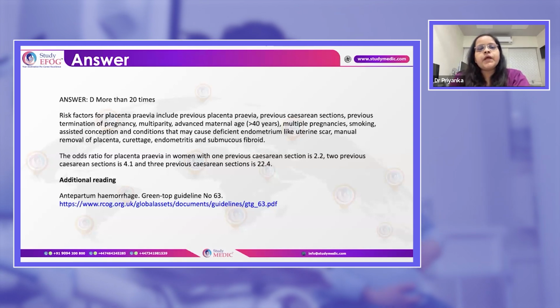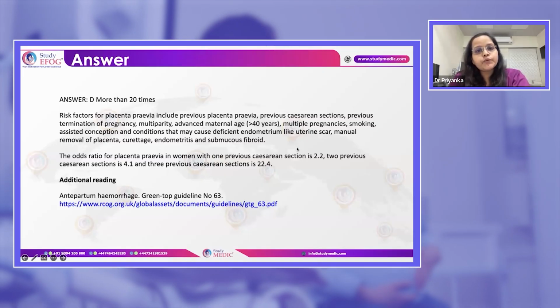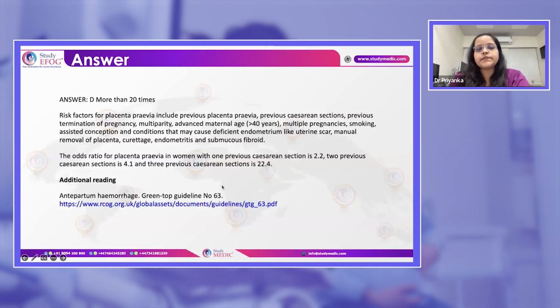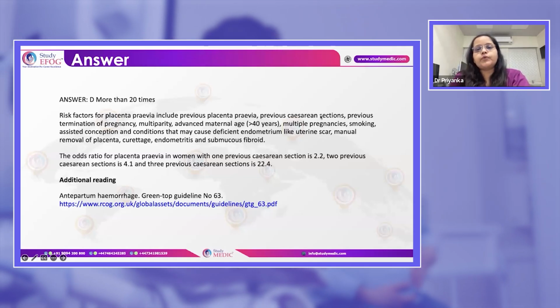These are the conditions, and a previous history of curettage and scar make the risk of placenta previa more likely. So here the odds ratio after one previous cesarean section is 2.2, after two cesareans it is 4.1, and after three previous cesarean sections it goes to 22.4.